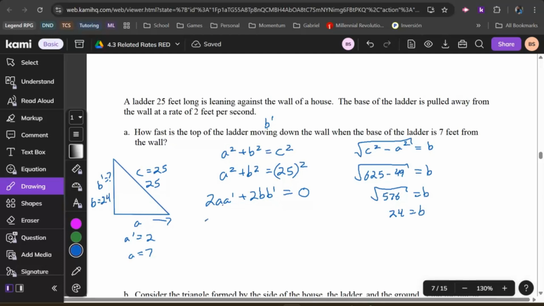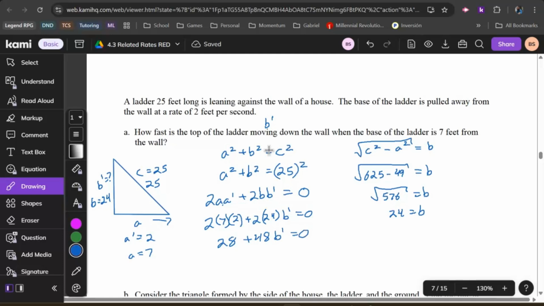All right, so now we've got everything we need. So we can plug it in. 2 times A is 7, A prime is 2, B is 24. We just solved for that one. And B prime is the thing we're looking for. So then we can simplify all these, move it over, solve for B prime. So 2 times 2 is 4, times 7 is going to be 28. 2 times 24 is 48, B prime.